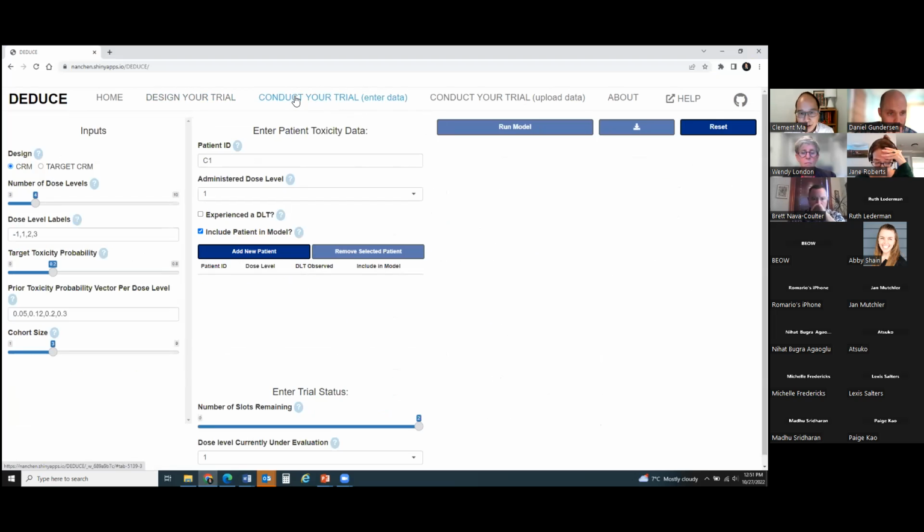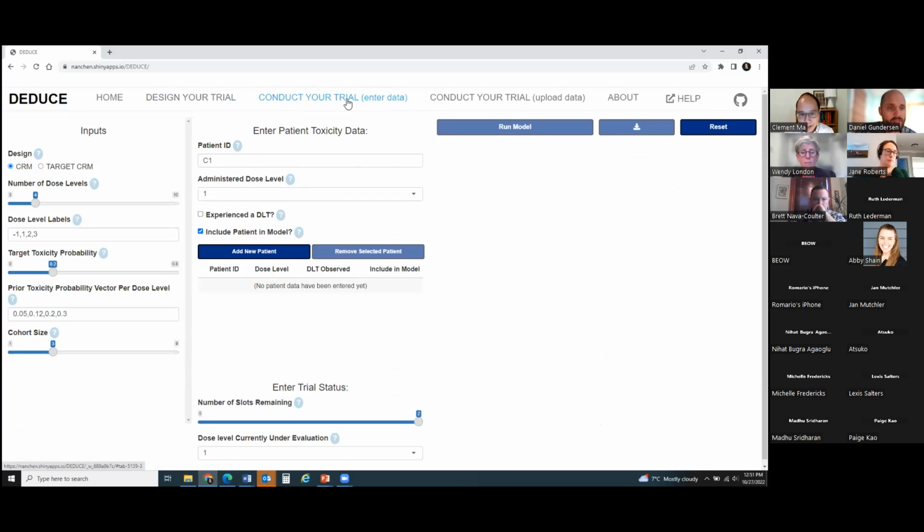Next, I want to show you the conduct tab. Here I'm showing a slightly newer version. This will differ slightly from the version you'll see, but we're hoping to roll this version out very shortly. Here, the investigators have already selected the design for the trial. In this case, we have the ability to run either the CRM or the TARGET-CRM designs. For the 3+3, because it's rule-based and very straightforward, we have not implemented a specific module for that design. Some of these parameters are very similar to the ones in the design module.